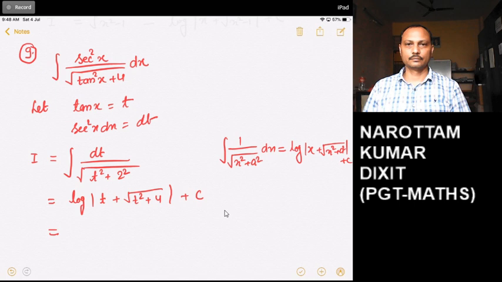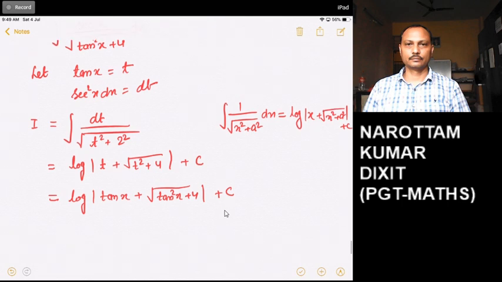Now we'll change the variable. The question is given in the terms of x, variable was x. So it is t equals to tan x, so log of tan x plus under root tan square x plus 4, plus c. So this is the answer.